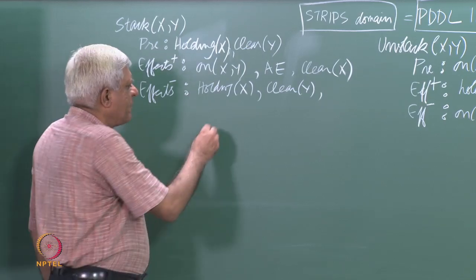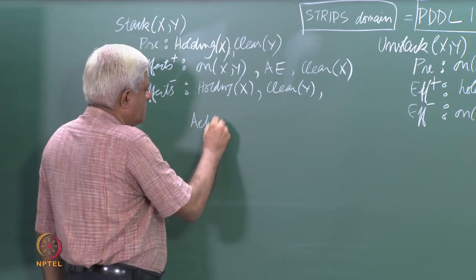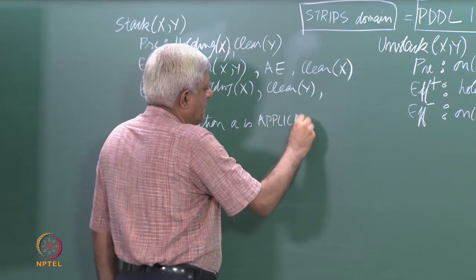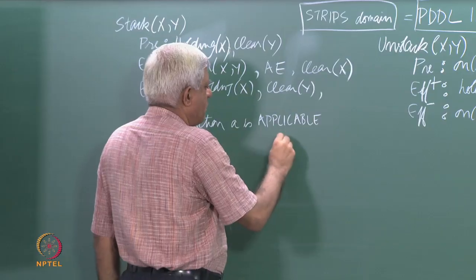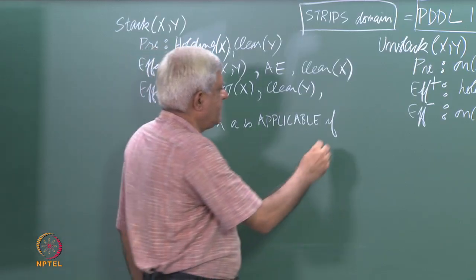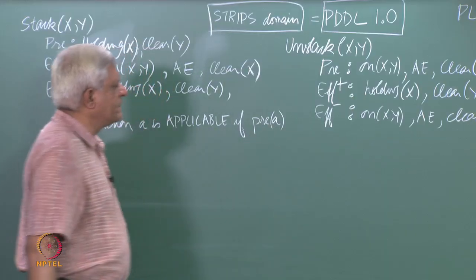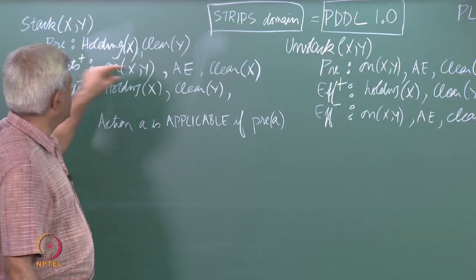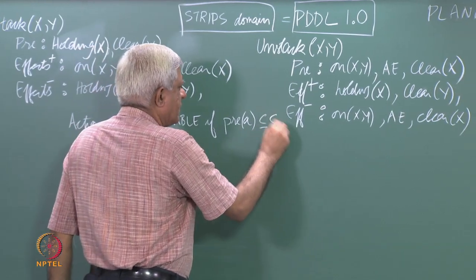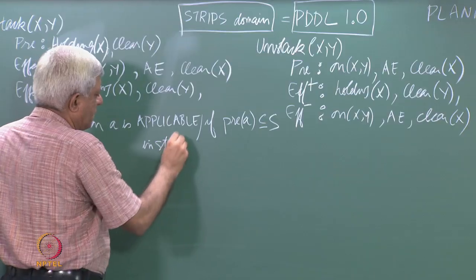So, we had defined some things. We had said that an action A is applicable if, does anyone remember, the preconditions of A? So, we will use this as a predicate. This stands for preconditions of A, which basically says this set here is a subset of S. So, we should say applicable in state S.